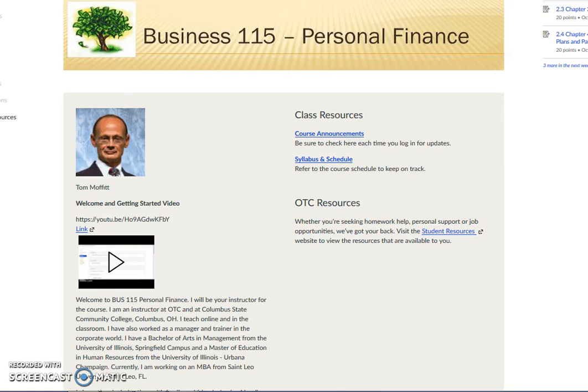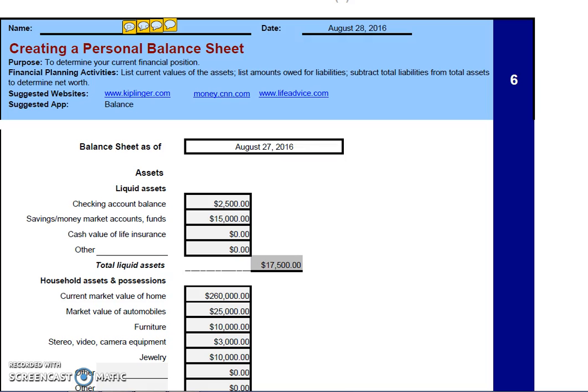I wanted to give you some feedback on step one of your personal financial plan to give you some idea about what I was looking for. So let me open up an example here. This is just a sample of a personal financial plan that was submitted. We're going to look at the balance sheet first.